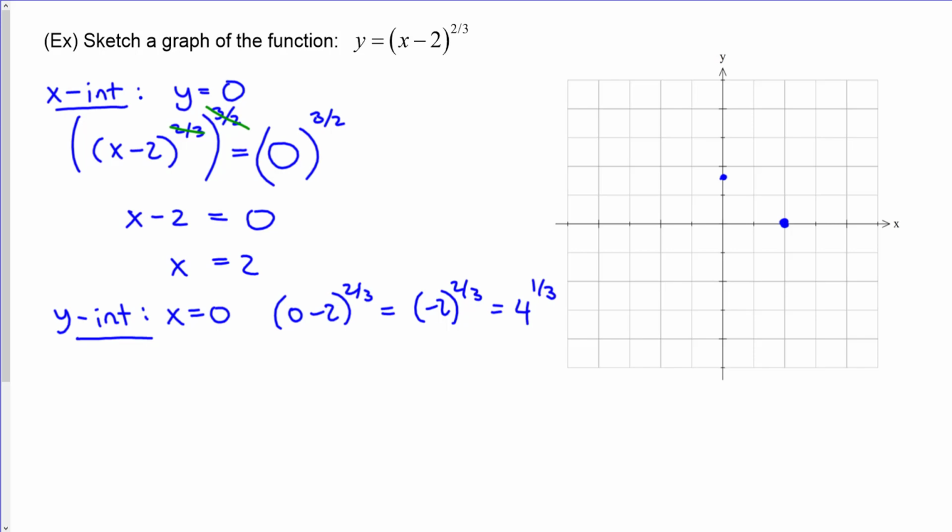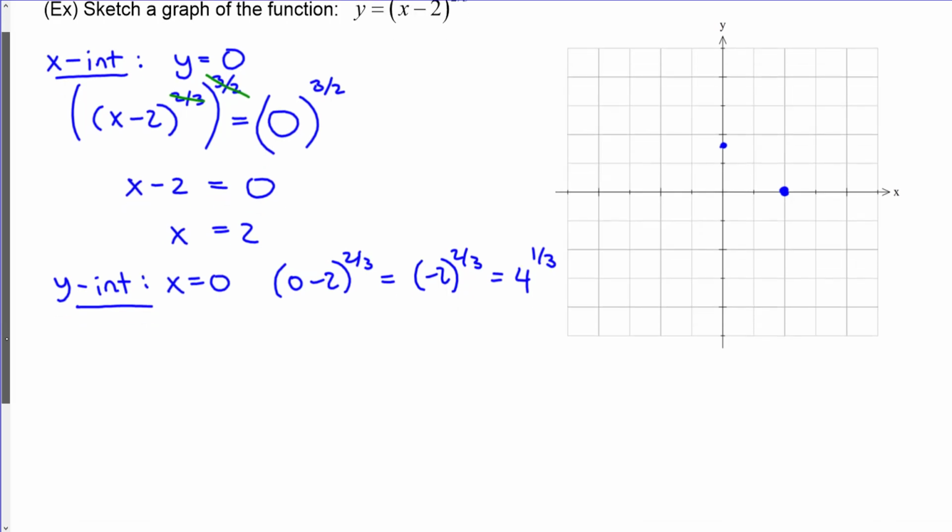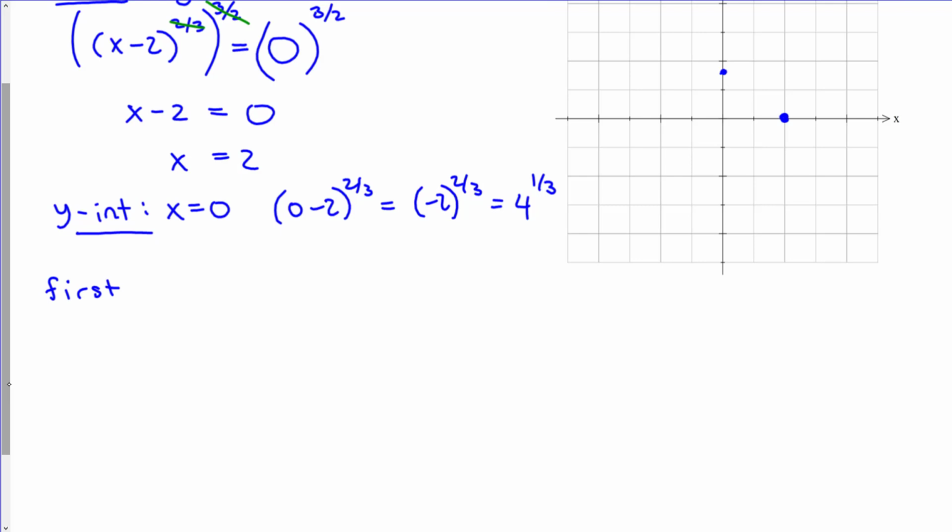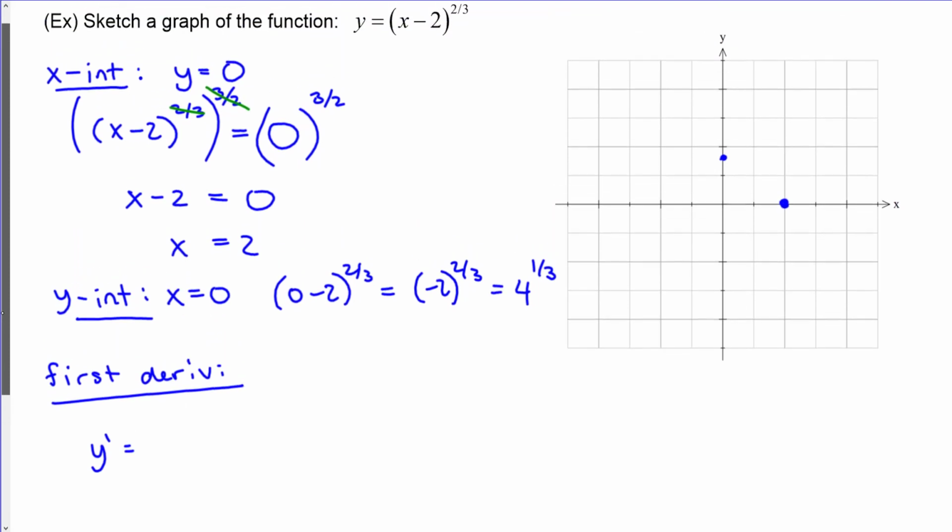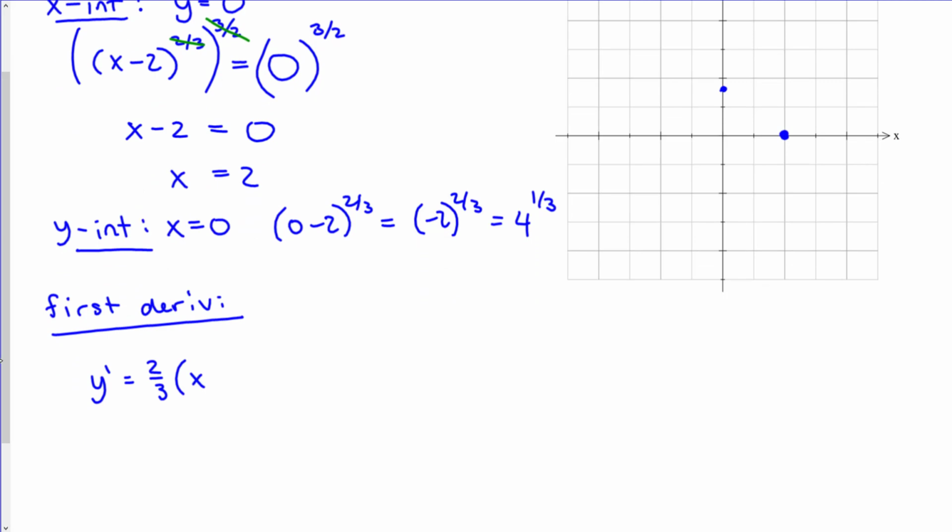Now, I don't think we're going to run into any kind of asymptotes because there's no denominator here. So let's move on to the first derivative. I will use the chain rule to come up with that. I will bring the 2/3 down as a multiplier, x minus 2 on the inside, and then I subtract 1 from my exponent. So it's going to be 2/3 minus 1, which would be 2/3 minus 3/3, or negative 1/3. A negative exponent means to take that thing down into the denominator. So this is effectively 2 over 3 times the cube root of x minus 2.